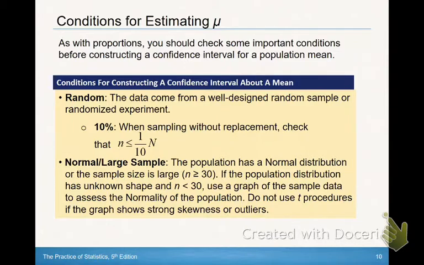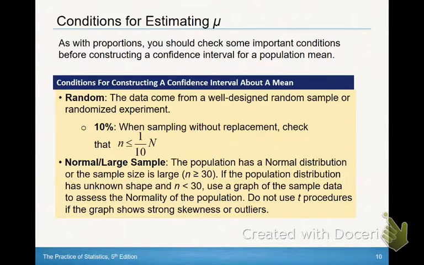If we're sampling without replacement, check that the sample size is less than or equal to 1/10 of the total population. And again, if we're using mean, the population has a normal distribution, or the sample size has to be large, greater than or equal to 30. If the population distribution has an unknown shape and n is less than 30, use a graph of the sample data to assess the normality of the population. Do not use T procedures if the graph shows strong skewness or outliers.